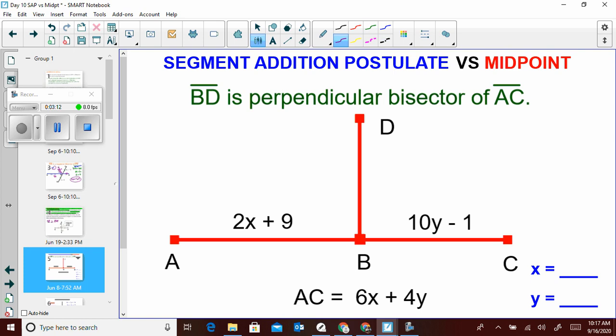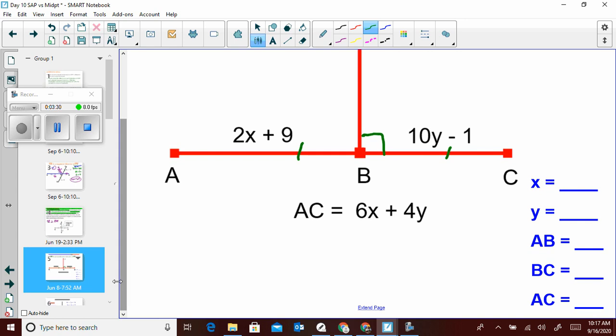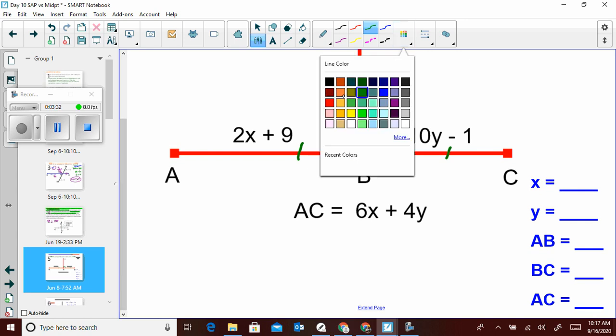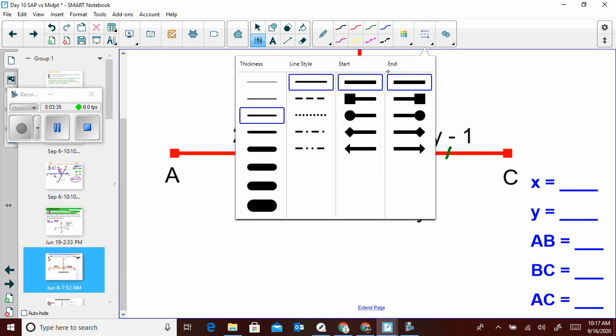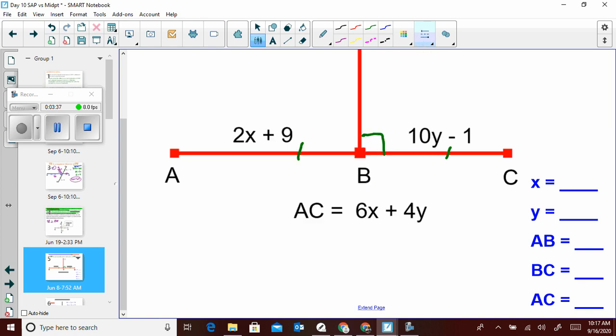Okay, so we have segment BD is the perpendicular bisector of segment AC. So it's perpendicular. We don't need that for anything in here. It's just getting you to understand perpendicular. And it bisects it, so that equals that. Well, let's look at how we're going to go about solving this. We have two variables, x and y. How do you solve something with an x and y? Yep, systems. Well, we need two equations.